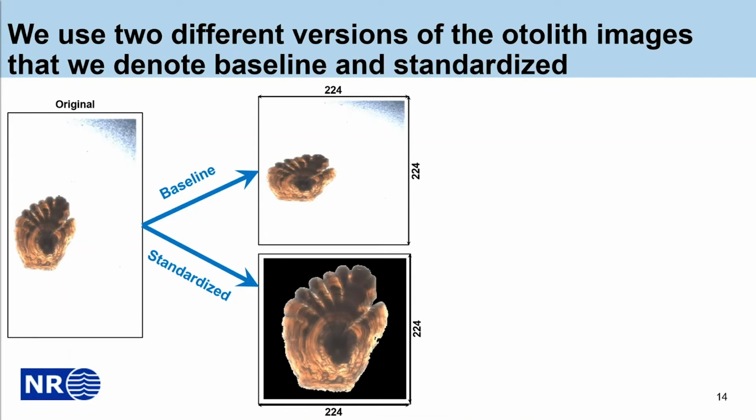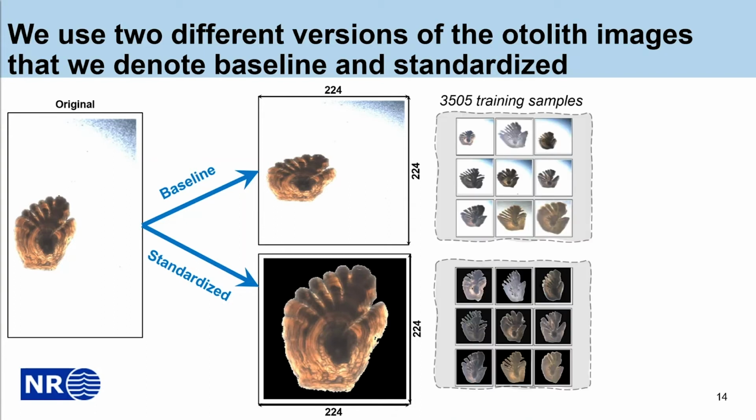The one that we denoted baseline is basically the original otolith image, resized to 224 by 224 pixels for training purposes. And then we have the standardized data, where the images are transformed to suppress differences in non-otolith background and to suppress also differences in size of the otolith structures. But note that the whole process did not affect the pixel colors of the otolith. So basically what we are trying to do is to keep the original shape of the otolith.